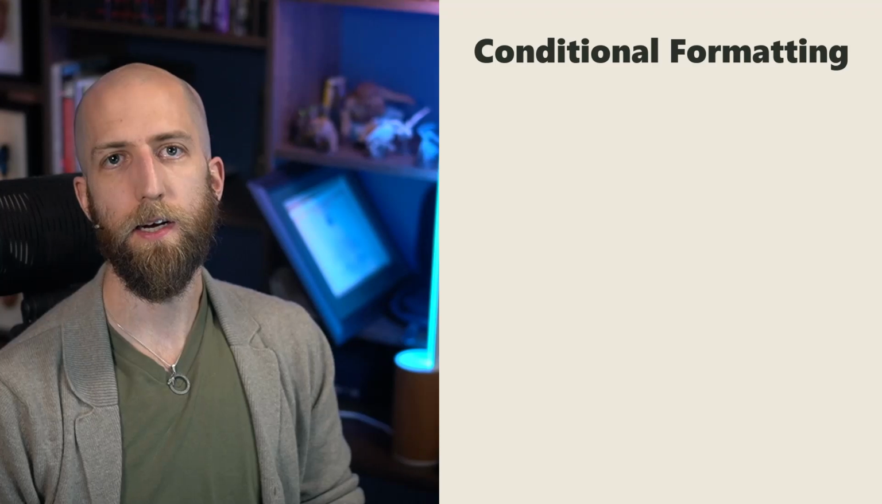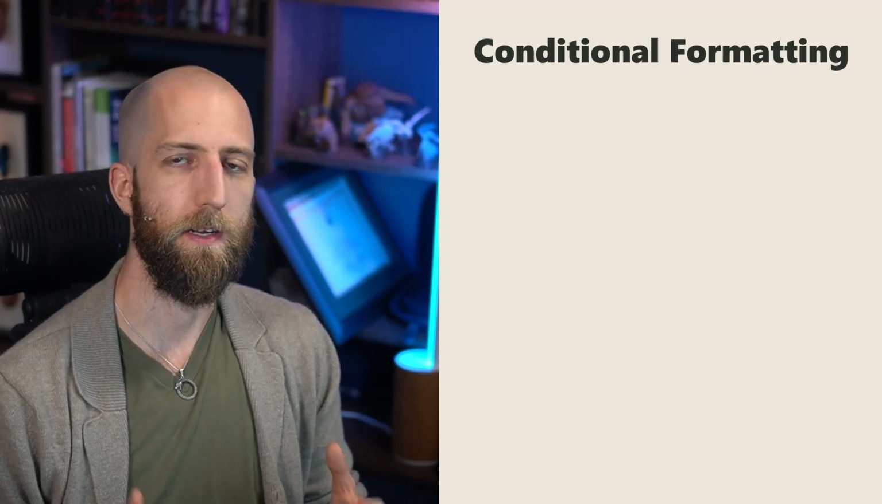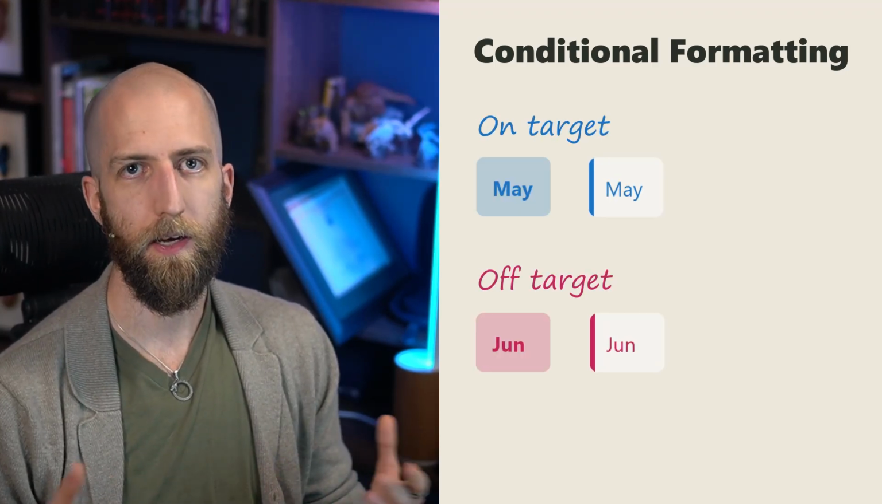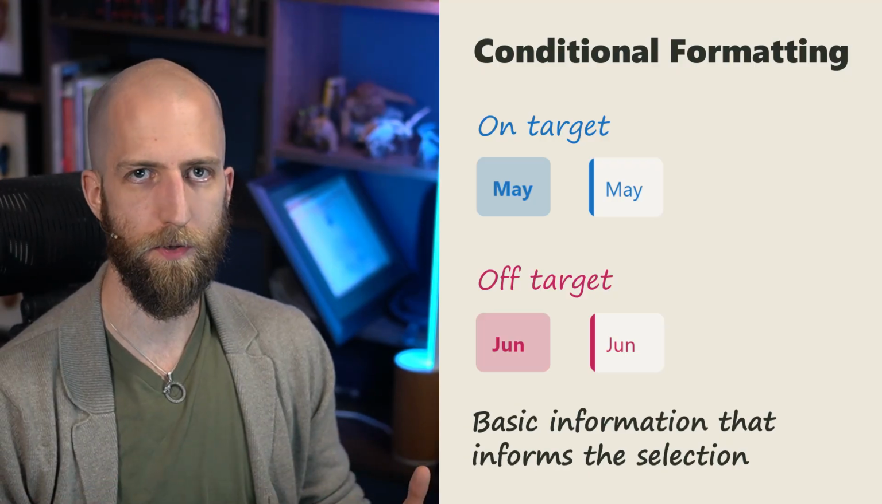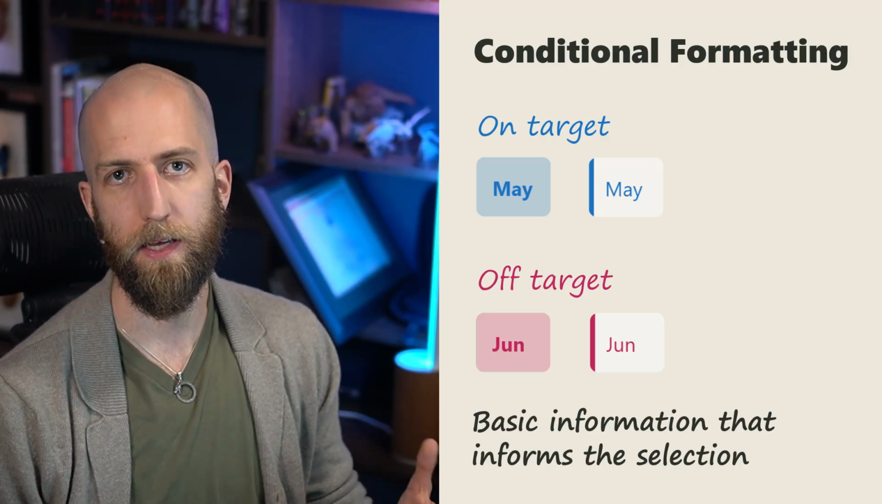Now it's time for conditional formatting. We want to set it up so that the buttons show if the month is on target or off target. Again, to already give some information to users before they actually have to make that selection.